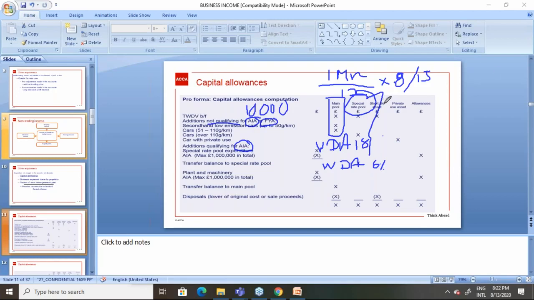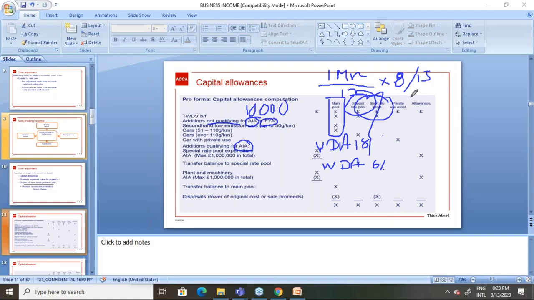Then we have another concept called short life assets. That is, if you have bought the asset with the intention of selling it within a period of 8 years, in that case, you treat it as a short life asset without including it in the main pool. You can maintain a separate column only for that asset.